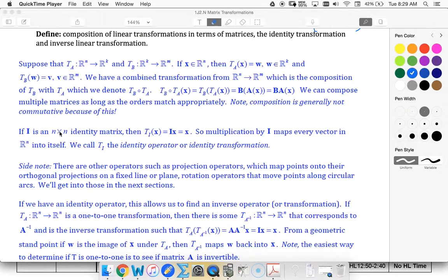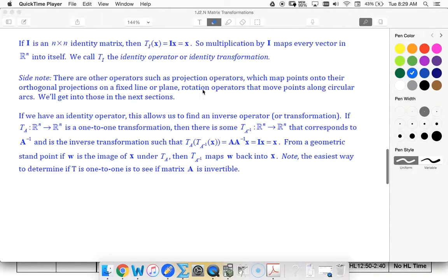All right, so we have identity as well. An identity transformation is just going to give us back our vector X. And we need the identity operator because that allows us to get an inverse. So if we have an inverse, then T sub A composed with its inverse is going to give us the identity. And by using this idea, we can solve for our inverse.